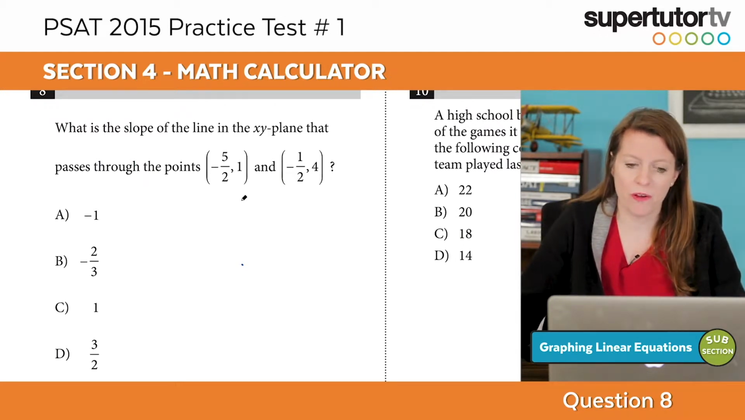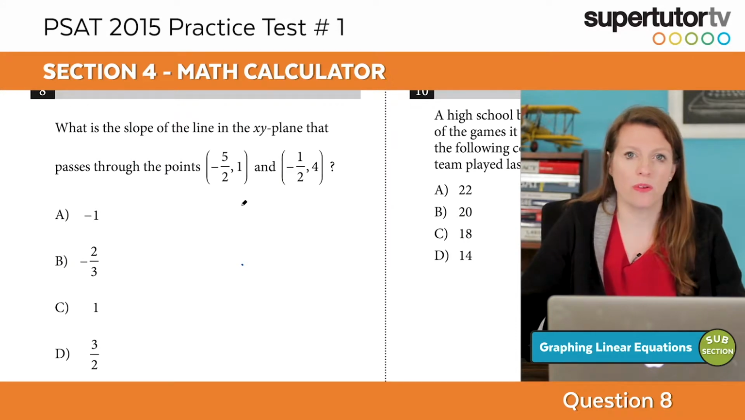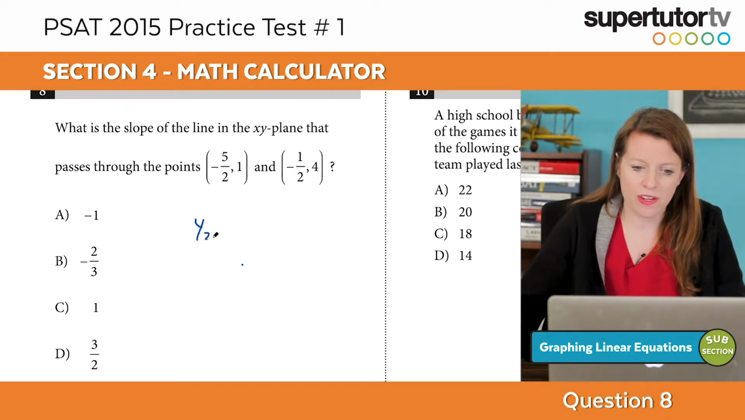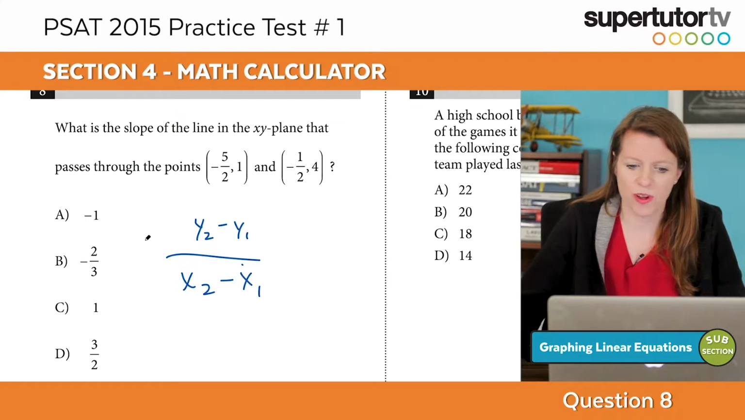But I'm going to do it right now the old-fashioned way, just in case this comes up on no calculator. This is the calculator section, but sometimes these come up on no calculator. So you need to know how to do it the slow, old-fashioned way too. And the way that we do it that way is y2 minus y1 over x2 minus x1. This is just the slope equation. You should have it memorized. What does that mean? Well, I sometimes like to write it out like this. If this is x2 comma y2, then this is x1 comma y1.